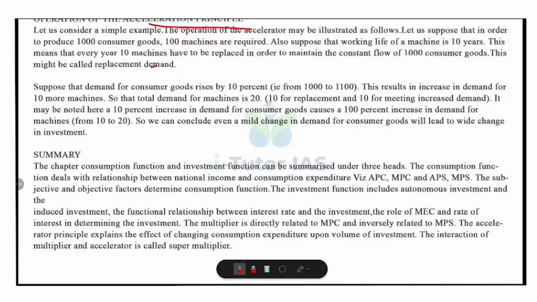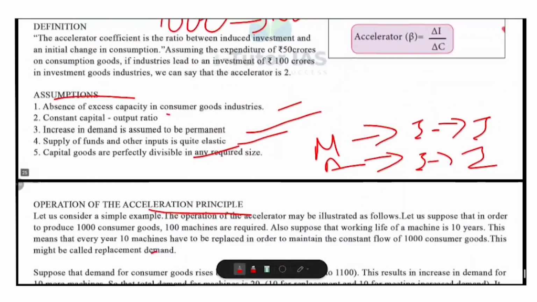Then we have studied multiplier and accelerator. Multiplier shows how one increase in investment leads to multiple increase in income and employment, and it is directly related to MPC and inversely related to MPS. And accelerator explains how a change in consumption leads to a greater change in investment. The interaction between multiplier and accelerator is called super multiplier, which magnifies the overall impact on income and output. So that's all about this chapter. Hope you understand.